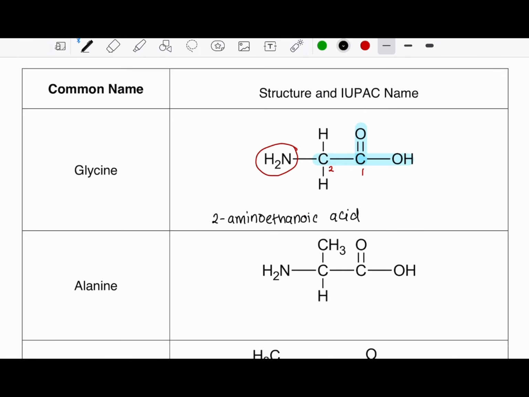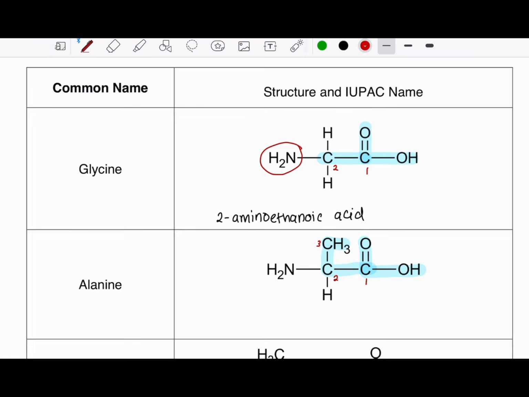Okay, let's try alanine. Of course, this will be part of the parent chain. Try to find the longest chain, so it can be this. So we have here 3 carbon. Now if we give numbering, this will be carbon number 1, carbon number 2, and carbon number 3. Our amino is located at carbon number 2. Therefore, the name of this structure is 2-amino. We have 3 carbon, right? So this one will be propanoic acid.